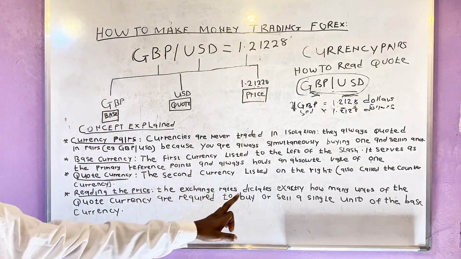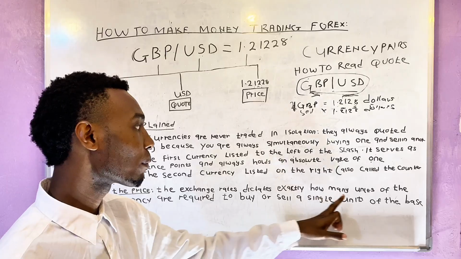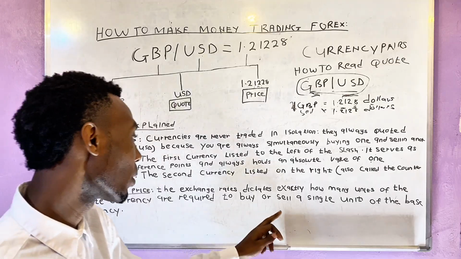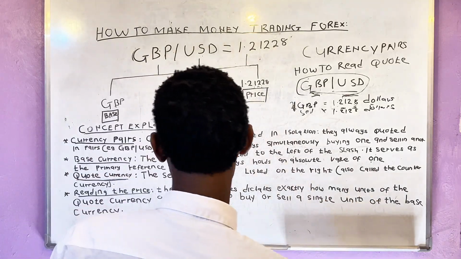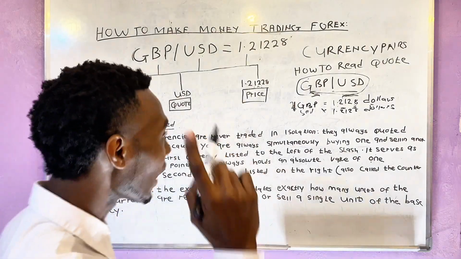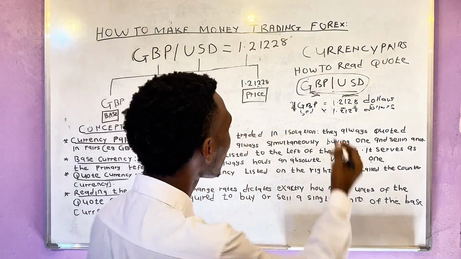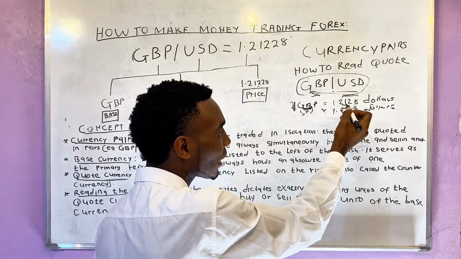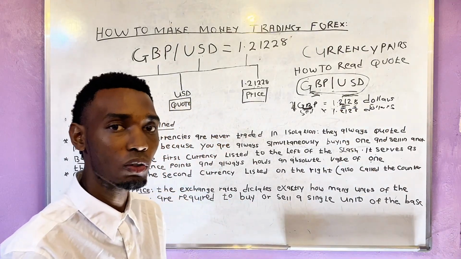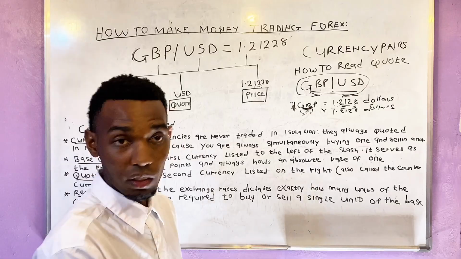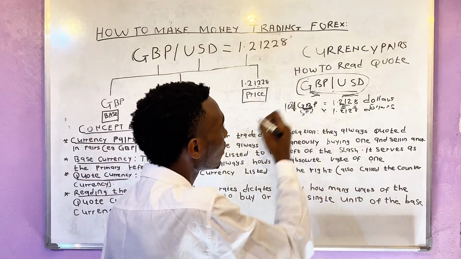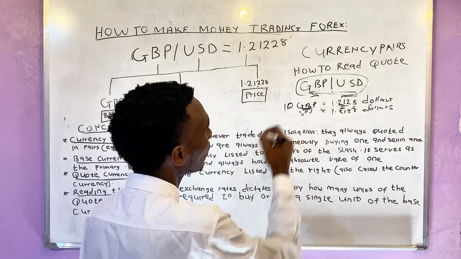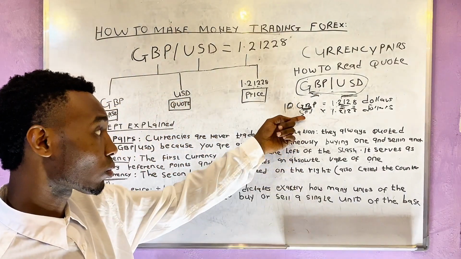Now you see, the exchange rate dictates how many units of the quote currency are required to buy or sell a single unit of the base currency. As I have told you, this states the price or the rate of how many you want to buy. Let's say you have 10 pounds. Now, you want to sell these 10 pounds.